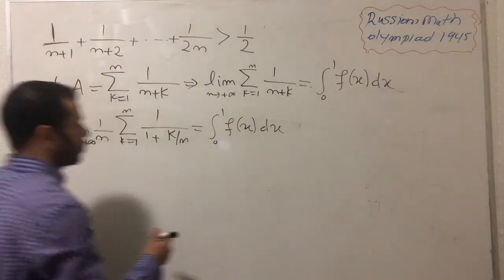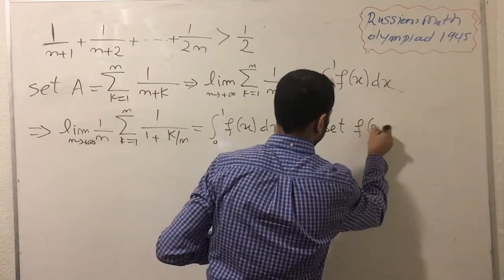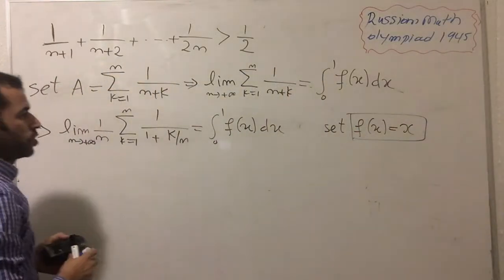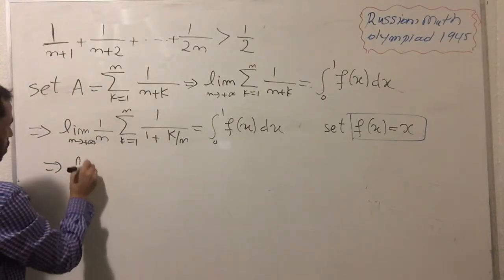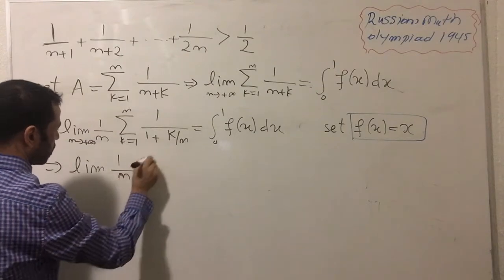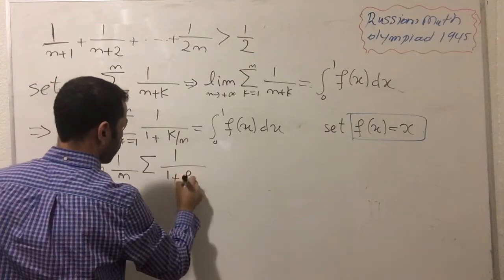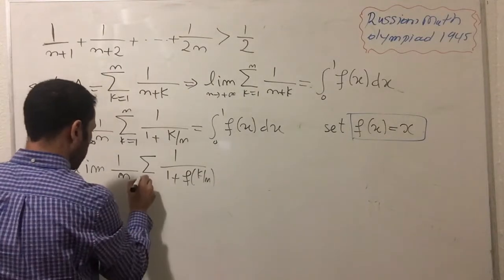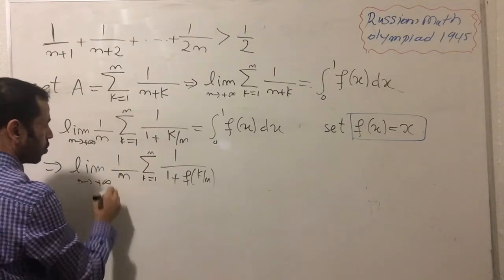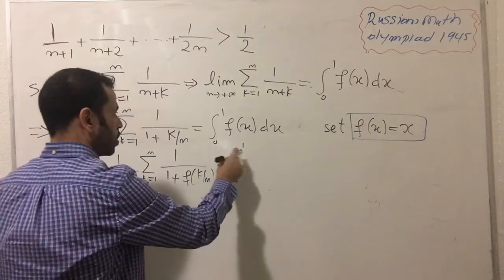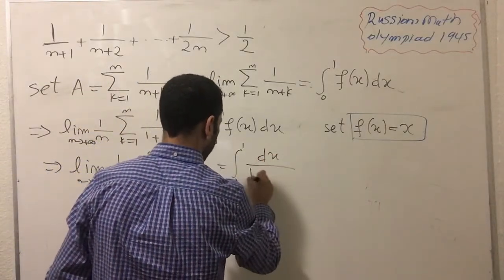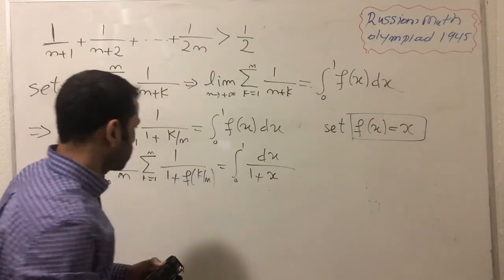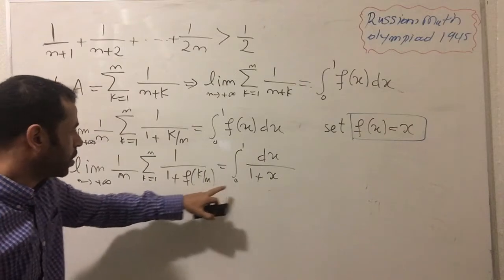If you take a look here, this is f of k over n. Let's set f of x equal to x. If we take f of x equal to x, that means this integral, the limit of 1 over n, the sum of 1 over 1 plus f of k over n, as k goes from 1 to n, as n approaches infinity, equals the integral from 0 to 1 of dx over 1 plus x. We're just replacing k over n by x.